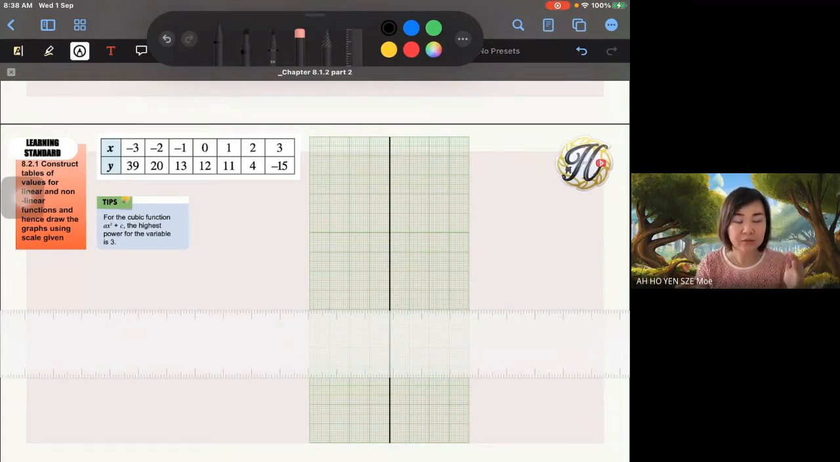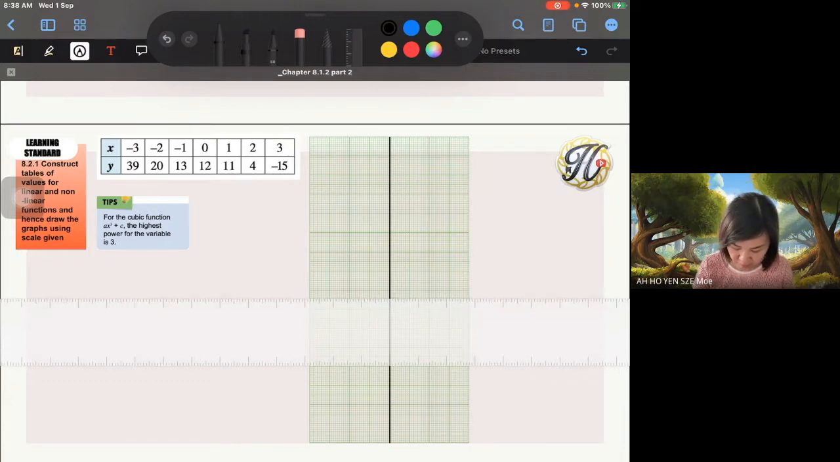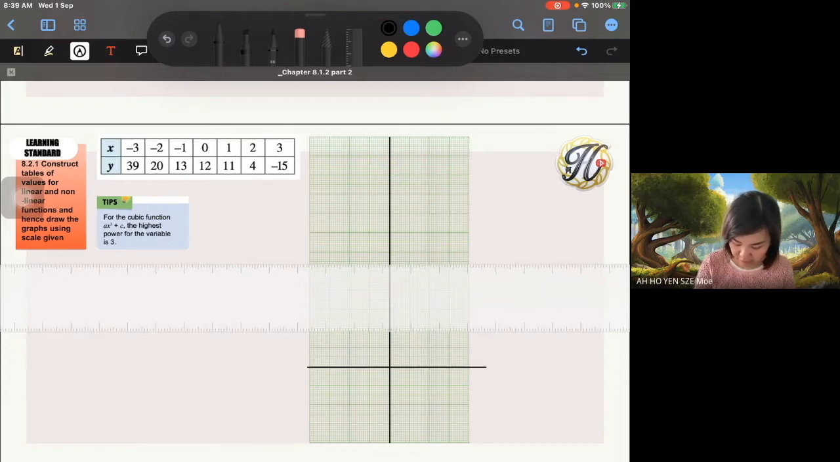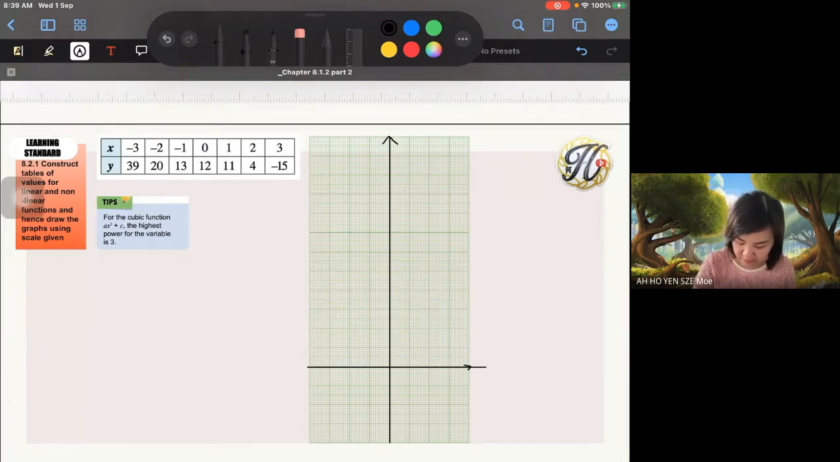Then the y is 2 cm to 5. So we have at least 3 boxes. Why? Negative 5, negative 10, negative 15. So you can start from here, no problem. 1, 2, 3, yes. Then only we put the arrow, then only your label. This is 1, 2, 3. Here is negative 1, negative 2, and negative 3. On the y, negative 5, negative 10, and negative 15.